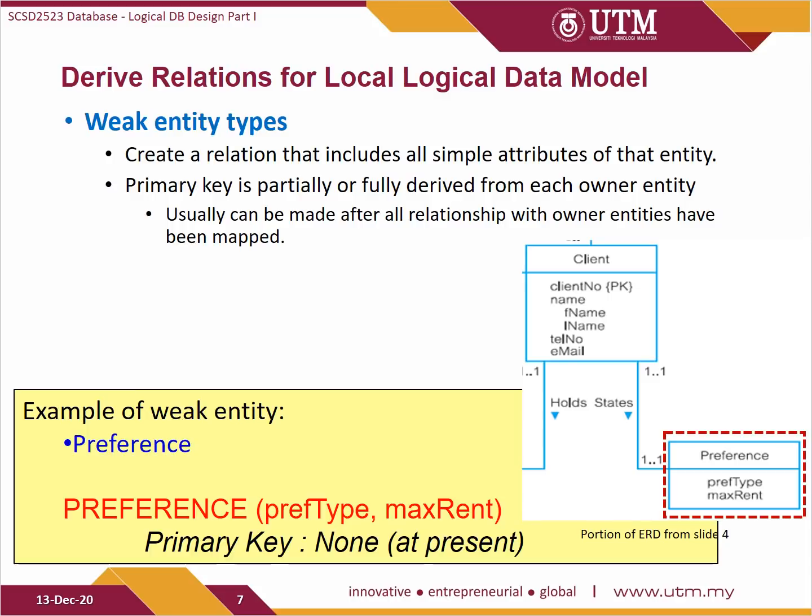For example, the weak entity Preference in this slide is initially mapped to the following relation. Preference consists of prefType and maxRent, and the primary key is none at present. So in this situation, the primary key of the Preference relation cannot be identified until after the relationship has been appropriately mapped.